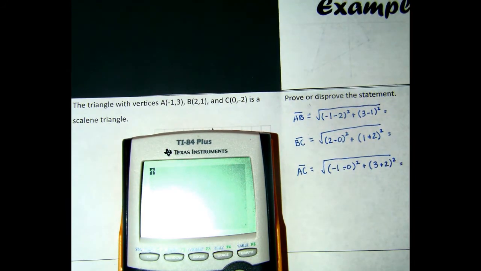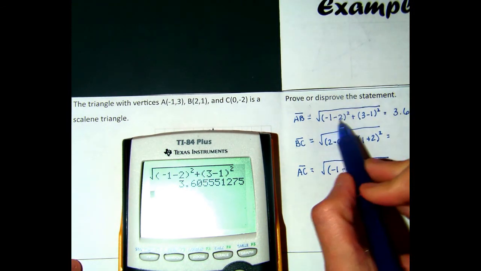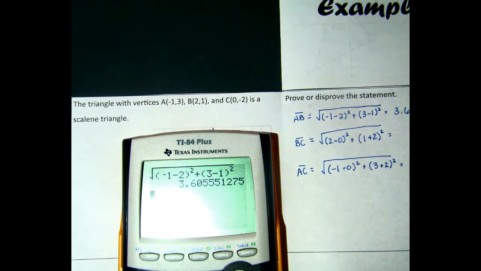Okay, now let's type all these in. Negative 1 minus 2 squared. If you get any of these incorrect typing them in, normally it's a parentheses issue, because if you don't put parentheses, your calculator doesn't realize that that's a negative times a negative. So don't forget any of your parentheses.